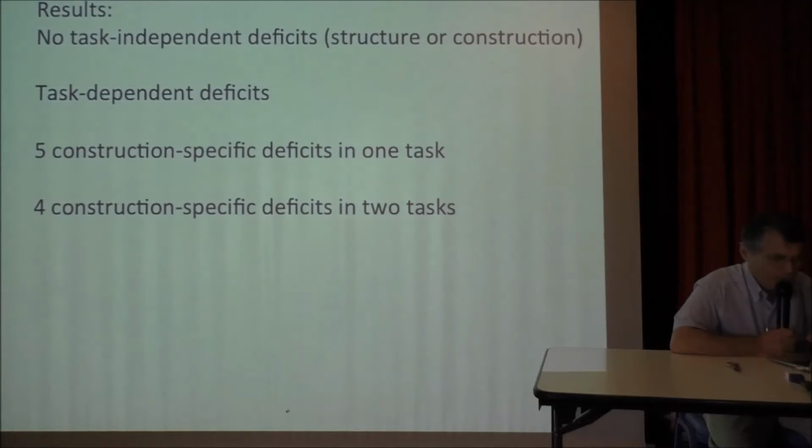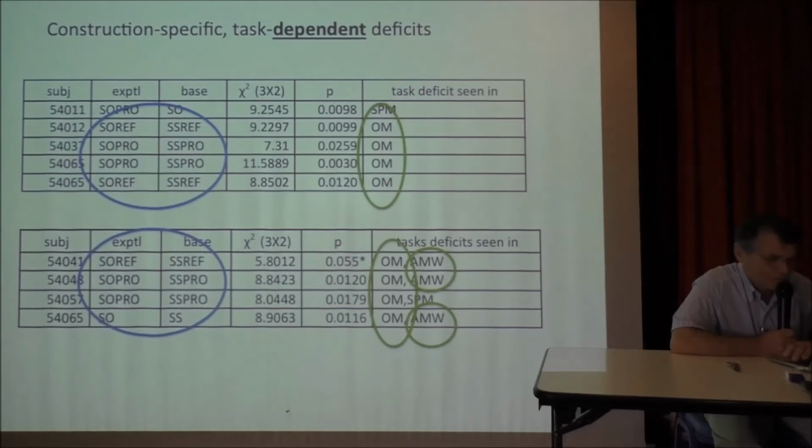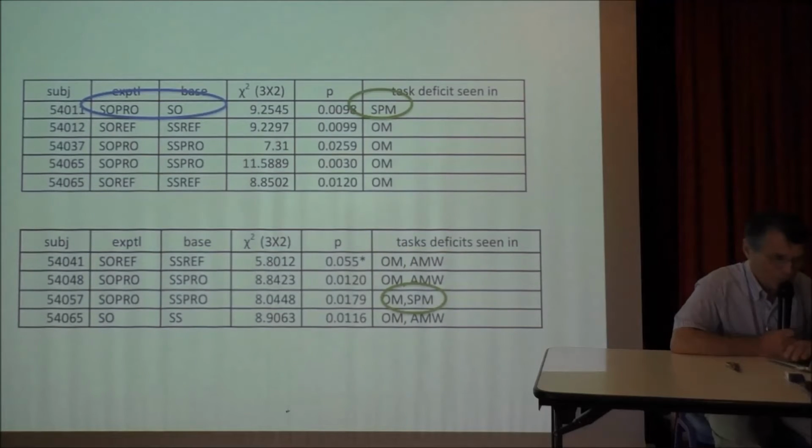So what did we find? In these over 100 patients, there are no task-independent deficits by these criteria, not one, for either structures or constructions. And there are a small number of task-dependent deficits, 5 that show up only in one task, and 4 that show up in 2 tasks. And just for no good reason, I'm going to show them to you here.